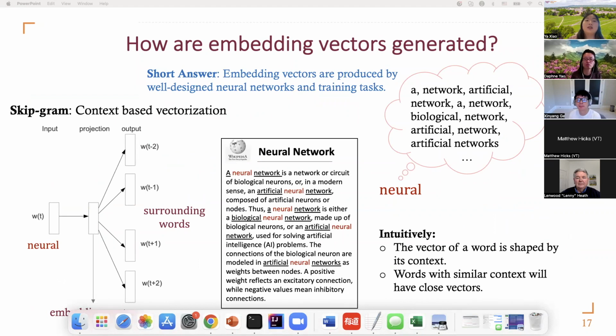These embedding vectors are produced by well-designed neural networks and training tasks. The majority of the embedding solutions rely on a context-based vectorization idea. For example, to embed the word neuron, its surrounding words in a large text corpus are collected as shown here. And these surrounding words are used as the prediction labels to produce the embedding vectors for the input word neuron. Intuitively, the vector of a word is shaped by its context, which satisfies our reading experience that words with similar context will have similar meaning. And in this case, they result in close vectors.